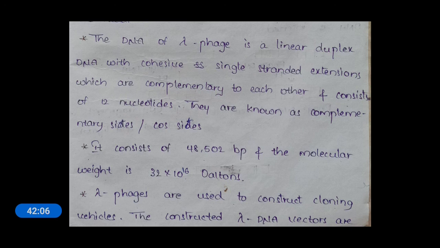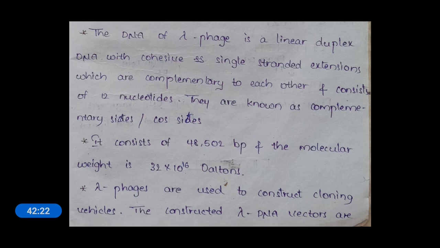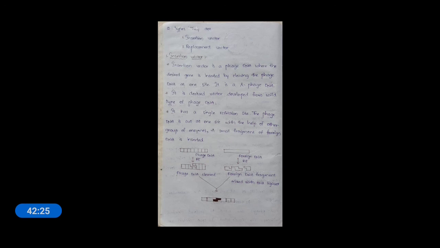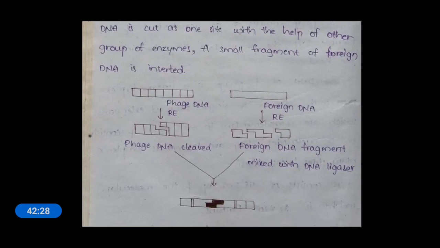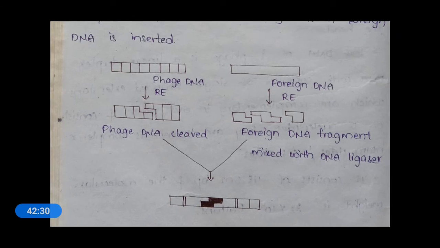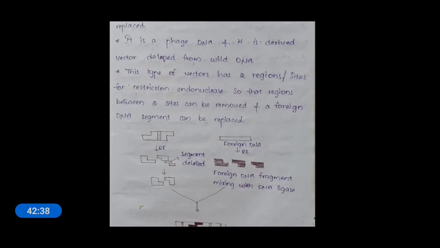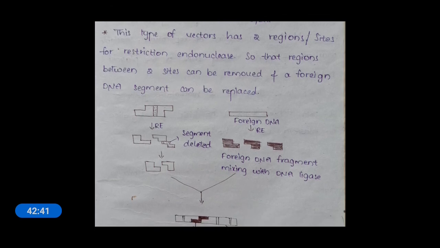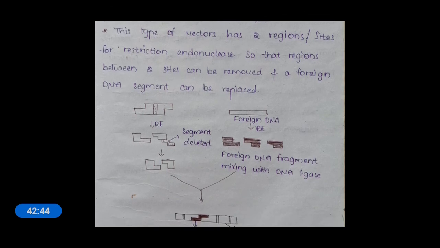It is made up of 48,502 base pairs, and the molecular weight is 32 × 10^6 Daltons. These are again two types: insertion vectors and replacement vectors. If you see the diagram, you can get an idea. Here foreign DNA is just inserted, whereas the second one is a replacement vector, in which a fragment is replaced with foreign DNA.